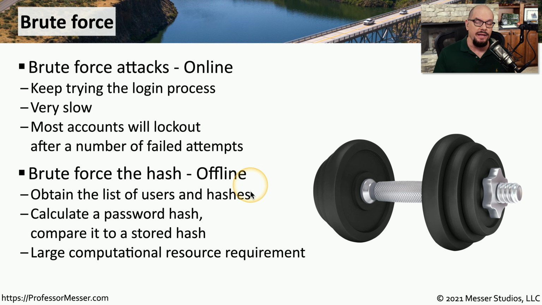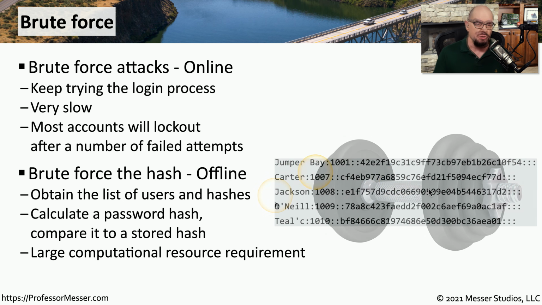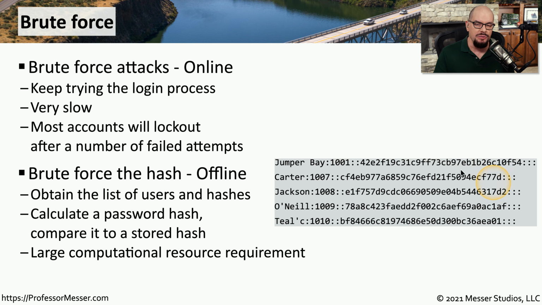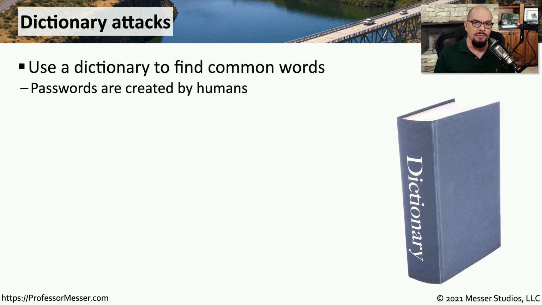The vast majority of these types of brute force attempts are going to occur offline. The hackers will obtain the list of the usernames and the hashes, and then offline, they'll run through every possible iteration to try to find a match. So once they obtain this file, they can spend all of the time they would like offline trying to recreate what this particular password might be, and they don't have to worry about a system locking them out or slowing them down. The hackers may also use a number of techniques to speed up this brute force process.